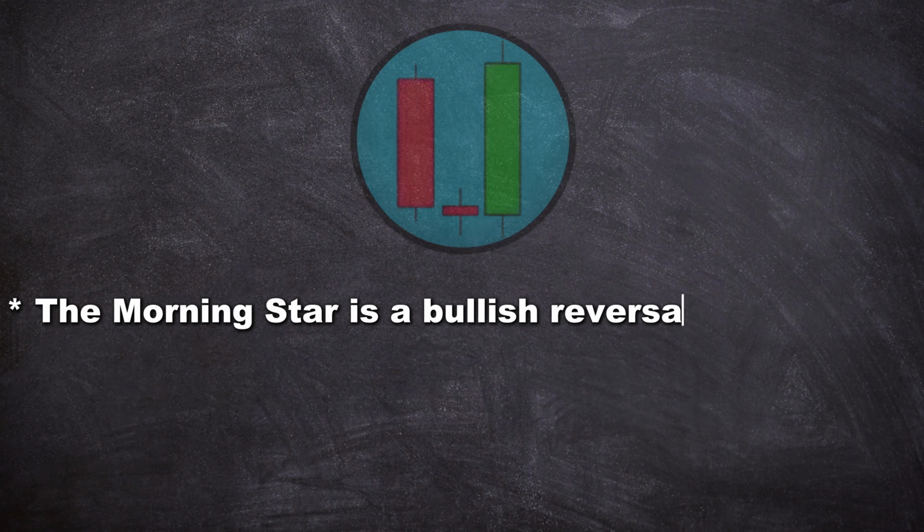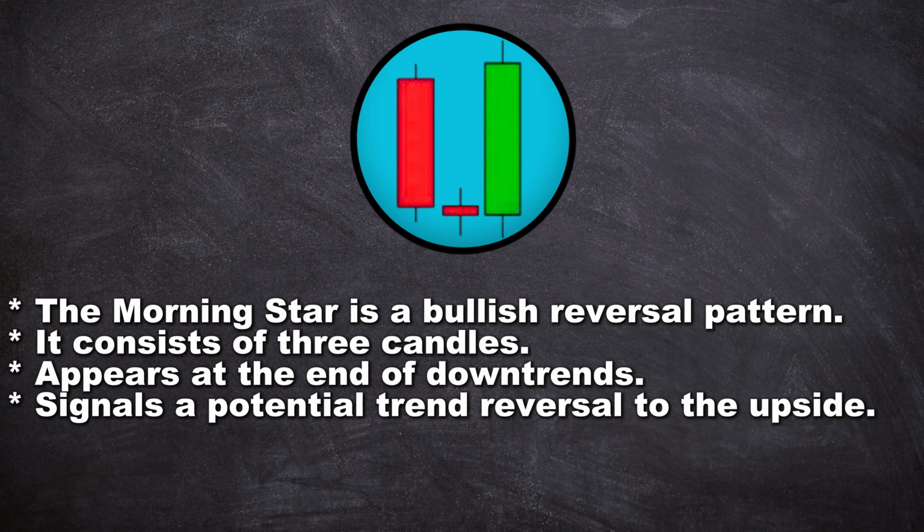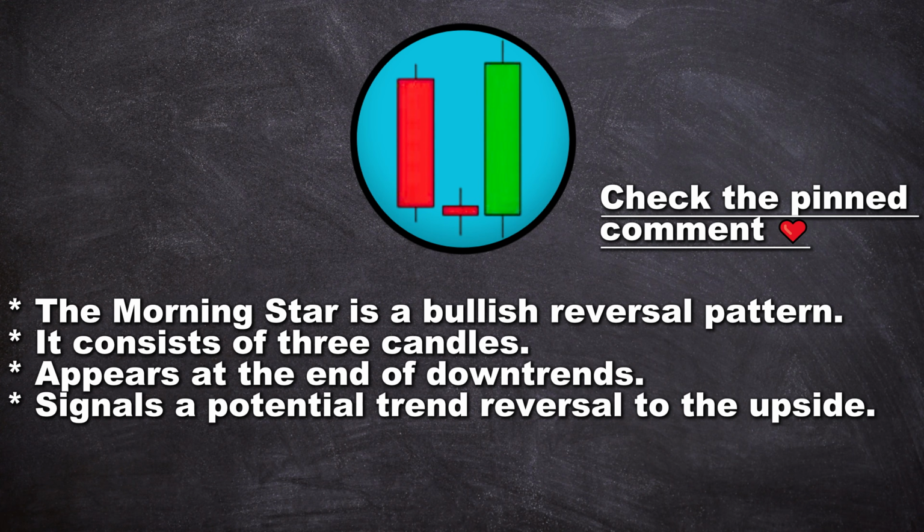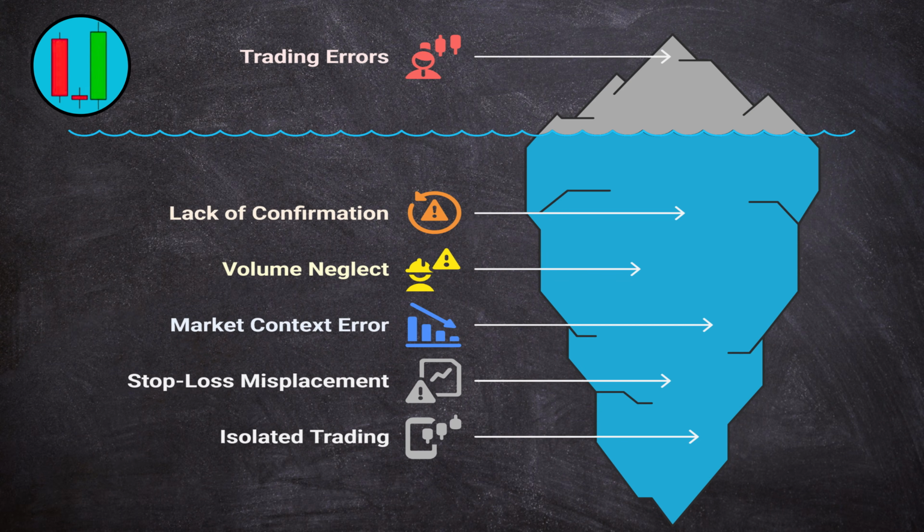The morning star is a three-candle bullish reversal pattern that appears at the end of downtrends. Despite its popularity, traders frequently misuse this pattern. Some common mistakes are entering too early. Many traders enter positions immediately after the second star candle without waiting for confirmation from the third candle.